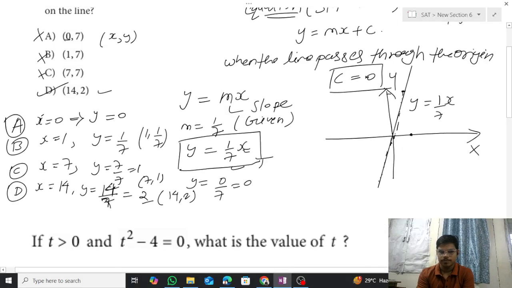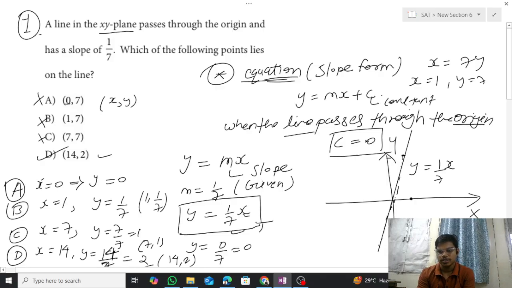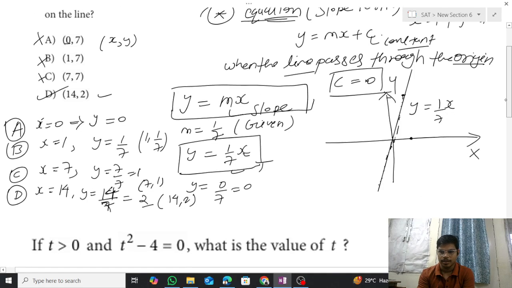I hope the idea is clear to you in question number one. That is a very easy question. We have checked all the options in the question by slope form. Then we took the condition when the line passes through the origin, so the constant should be 0. Then the final equation was y is equal to mx. We just put the value m is equal to 1 by 7.